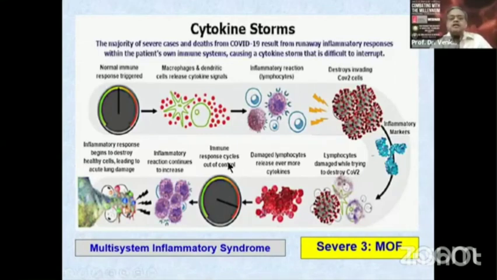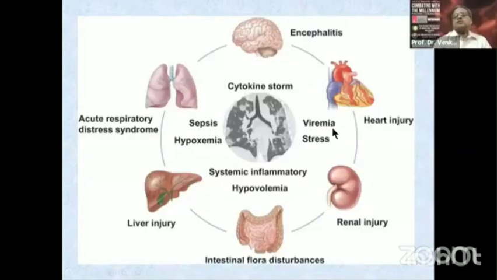Cytokine storms occur when the inflammation is excessive. So if the normal meter for inflammation is here, this is the normal response. But if severe inflammation is triggered, then you have much more inflammatory mediator release, which then goes and damages all the organs. So interleukin 1, TNF alpha, they can cause an encephalitis, they can cause myocardial injury, they cause liver injury with tubular necrosis, intestinal flora gets disturbed, and in the lung, it again triggers the acute respiratory distress syndrome. Along with that, you have sepsis, hypoxemia, and viremia also.